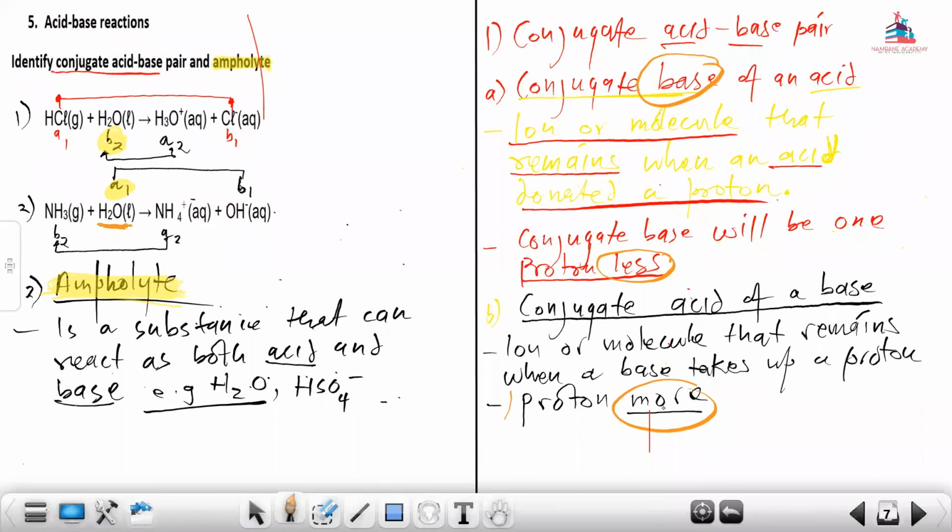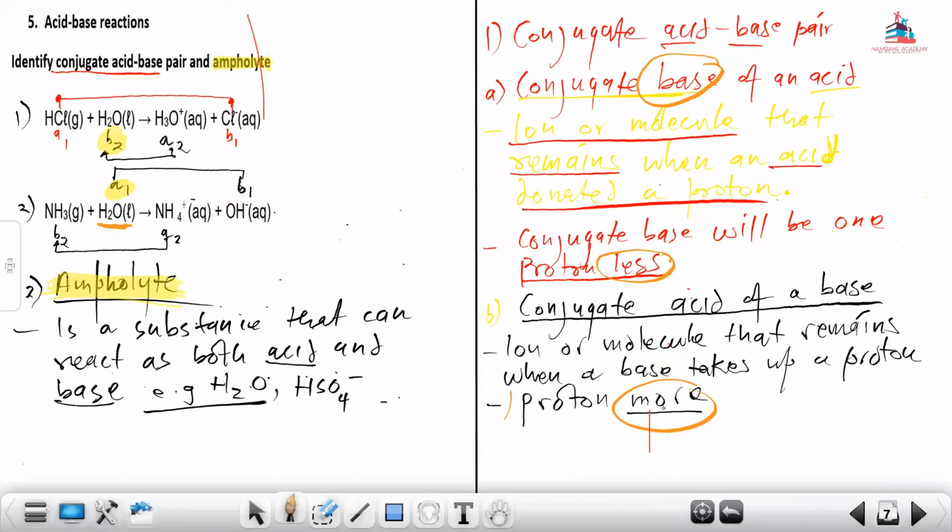Sir, does this mean that anything that is conjugate is something that is in excess, like more than sufficient? Nope, that is incorrect science. That is not the right way. The right way is to say that for two substances to be conjugates of each other, one should be one proton more and one should be one proton less, not in excess.